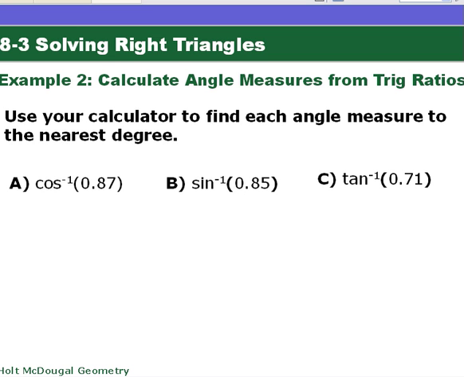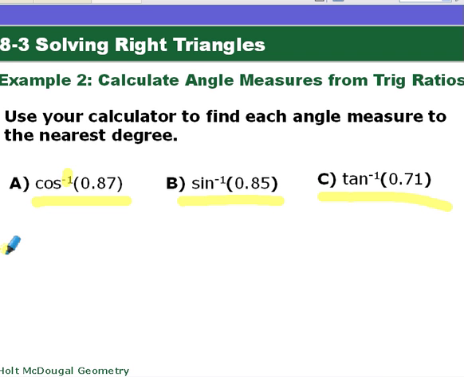All right, use your calculator to find each angle measure to the nearest degree. I'm going to plug these into my handy-dandy calculator. I'm going to make sure that I'm in degree mode. Inverse cosine, that's what the little -1 means, inverse. It's kind of like the converse. Cosine of an angle gives you a ratio of sides. Inverse cosine of a ratio of sides gives you an angle. So inverse trig functions always give you angles.